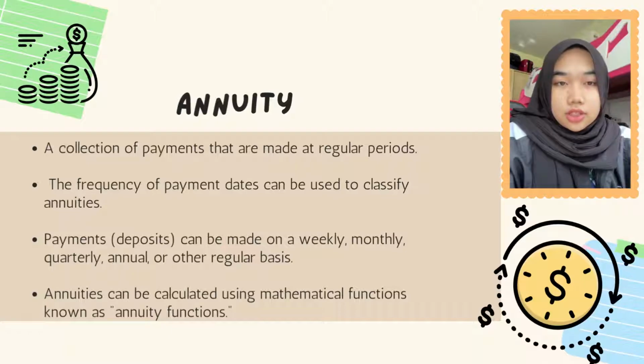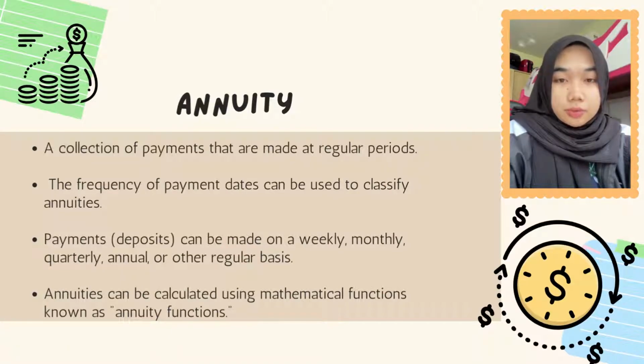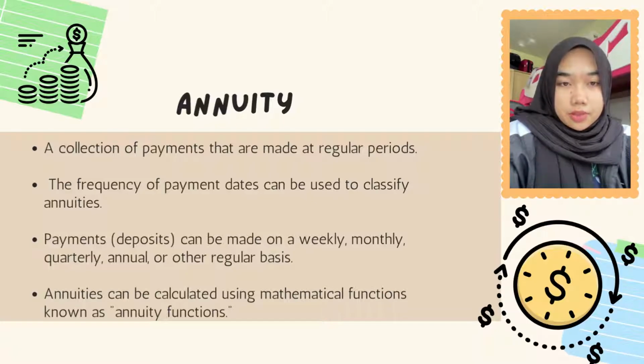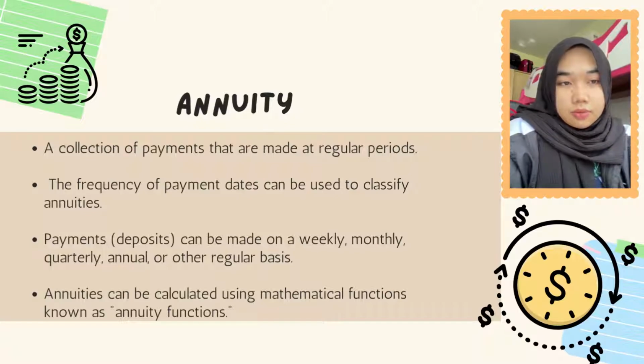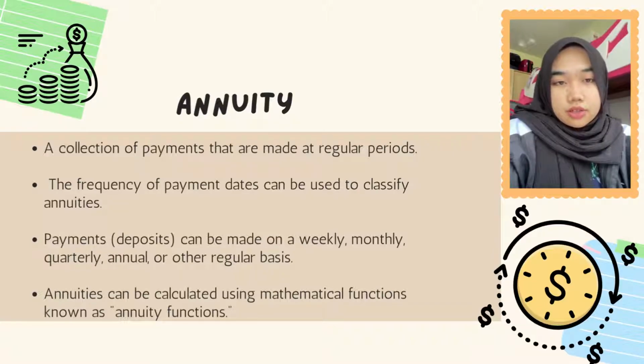An annuity is a collection of payments that are made at regular periods. Regular savings account deposits, monthly mortgage payments, monthly insurance payments, and pension payments are all examples of annuities. The frequency of payment dates can be used to classify annuities. Payments can be made on a weekly, monthly, quarterly, annual, or other regular basis. Annuities can be calculated using a mathematical function known as the annuity function.